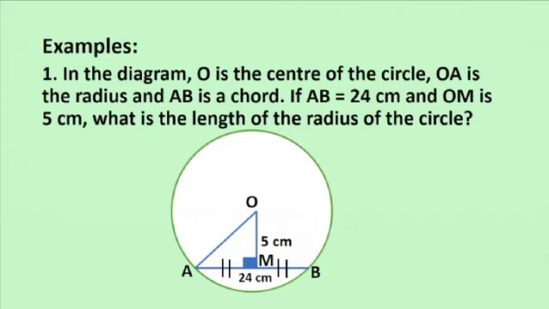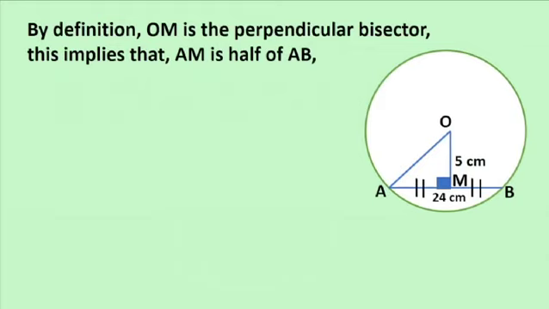In the diagram, O is the center of the circle, OA is the radius, and AB is a chord. If AB is equal to 24 centimeters and OM is 5 centimeters, what is the length of the radius of a circle? By definition, OM is the perpendicular bisector. This implies that AM is half of AB. AM will be equal to 24 divided by 2, which gives us 12 centimeters.